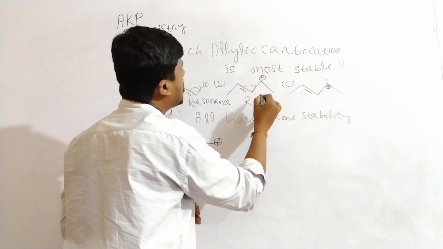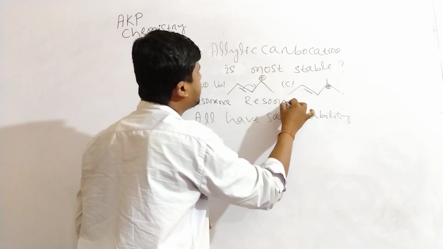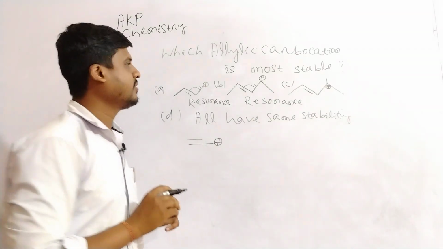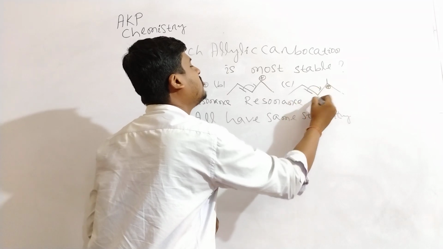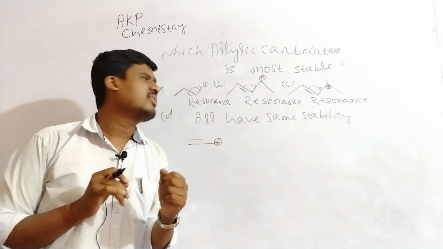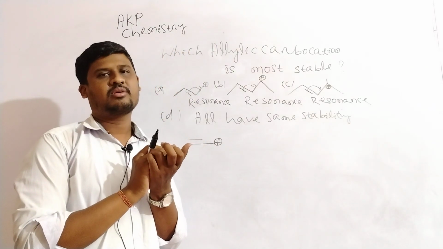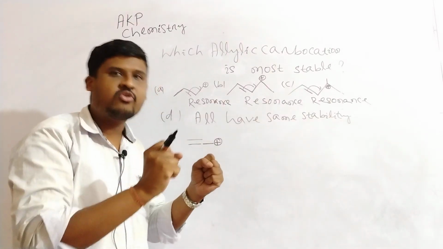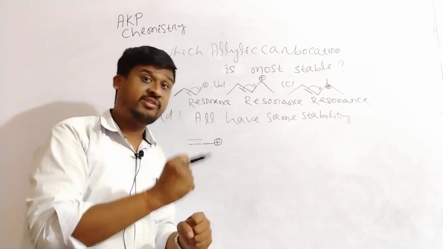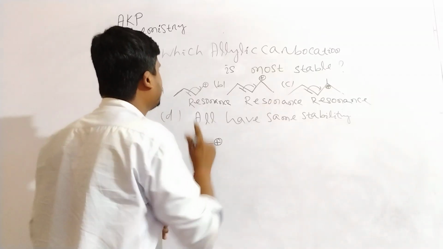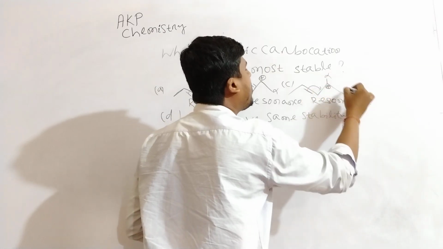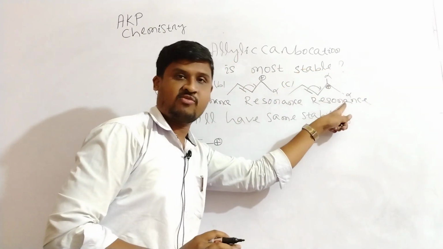So here also resonance, this allylic position also resonance, and this allylic position also resonance. You feel all have the same stability. But what is the difference? Something different from the others has more stability, and we have to identify it. Here there are 2 alpha carbons.